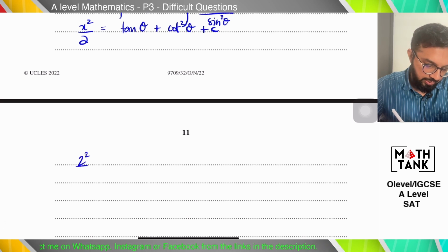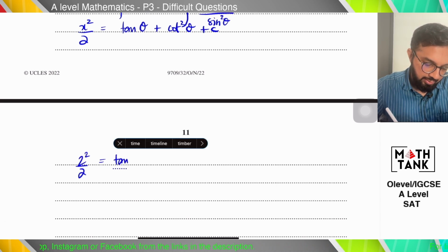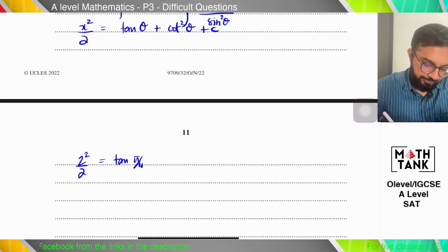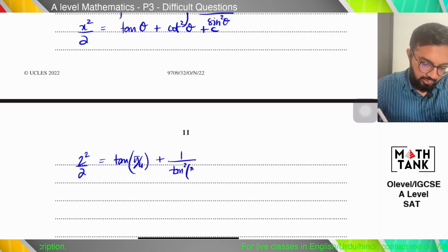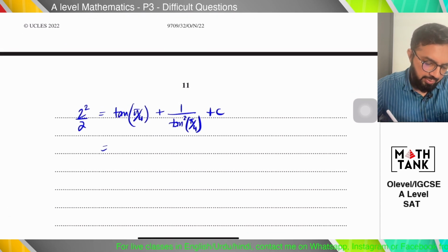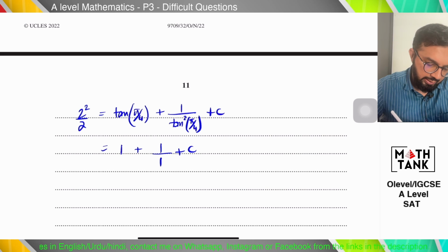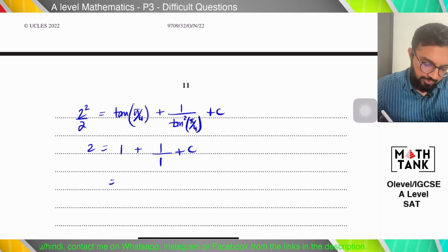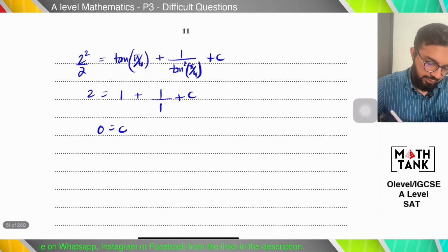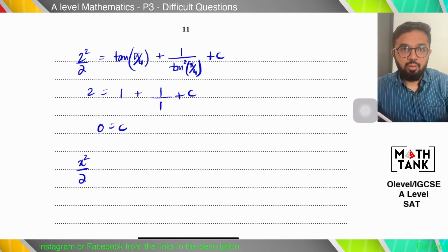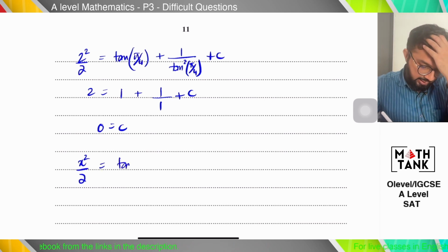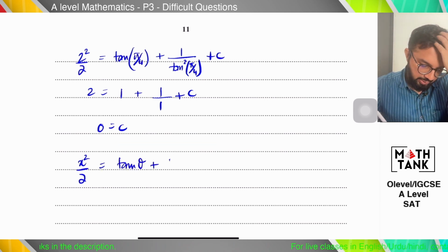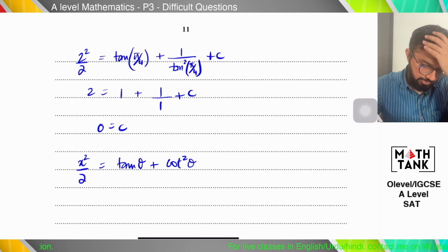So 2 square over 2 equals tan pi over 4 plus 1 over tan square pi over 4 plus c. Tan pi over 4 is 1. Tan square will also be 1. And this is 2. So c comes out as 0. Okay, so I have x squared over 2 equals tan theta plus cot square theta plus 0.